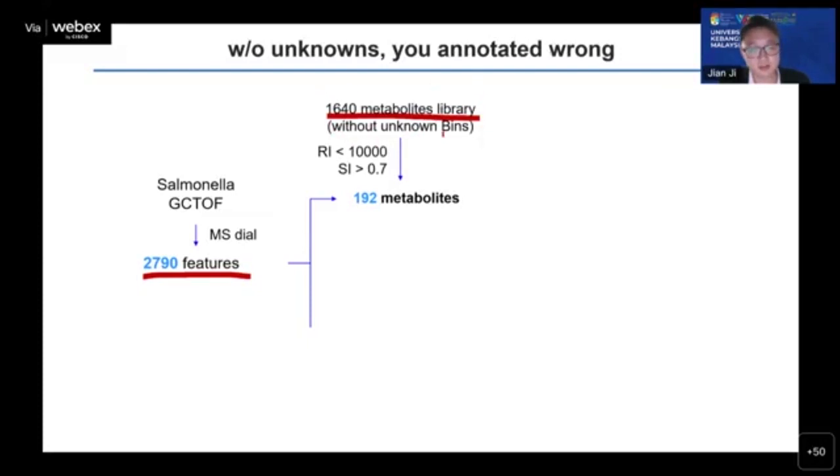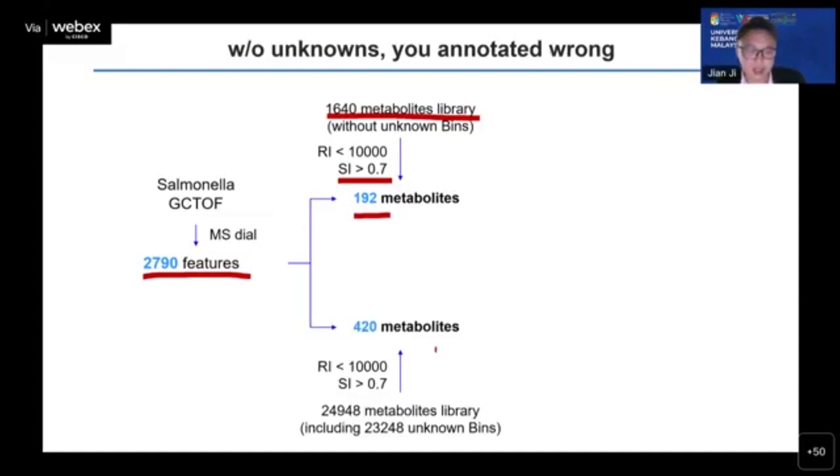So with unknown beings, we set the tolerance: the EI spectrum similarity larger than 0.7 and retention index lower than 10,000. We will annotate 192 metabolites. But if we use the library with the unknown beings, which means that most of them are unknowns, only 1,074 metabolites have names, and the others do not have names. It's just the spectrums, nobody knows it.